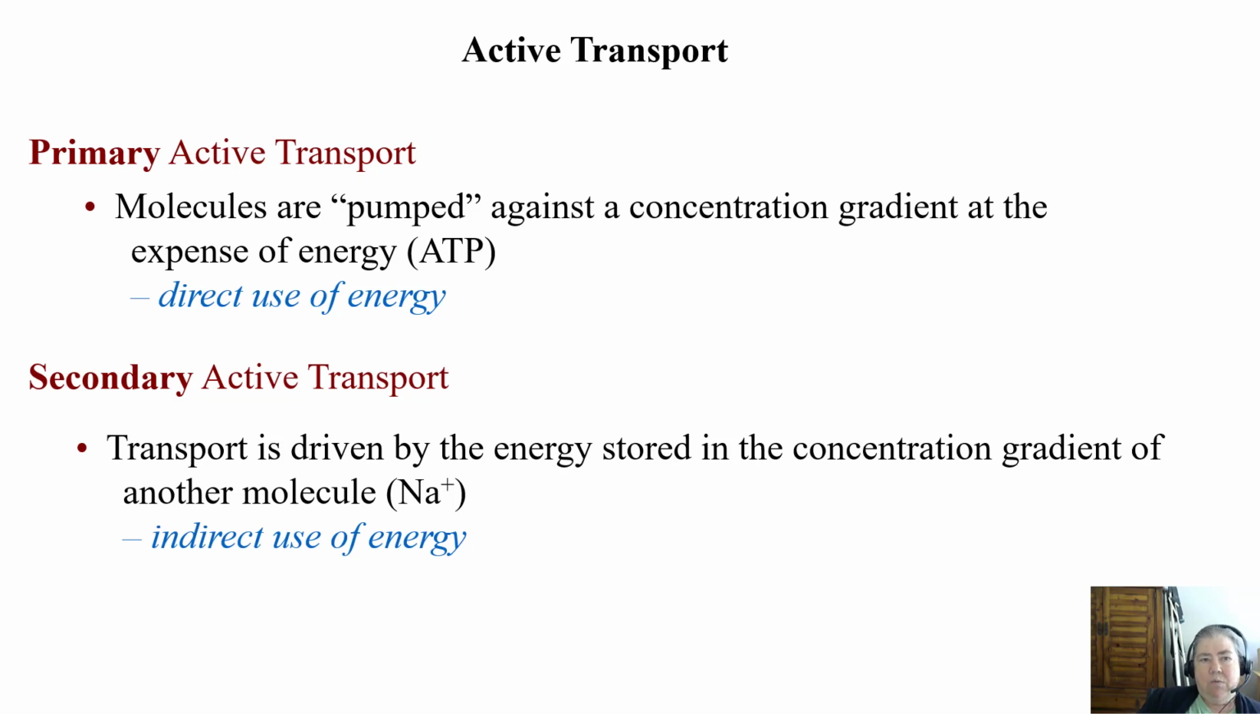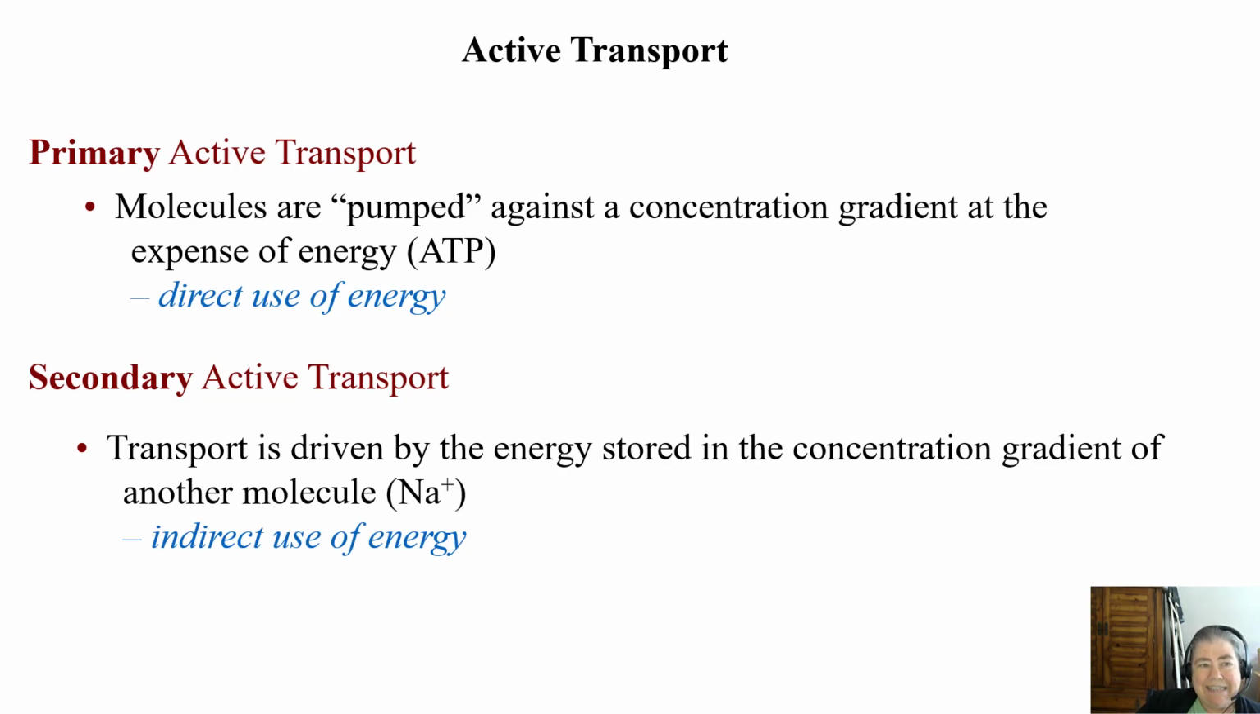And an example of this that we'll talk about, that is probably the most important example, is the sodium and potassium ATPase, or sodium potassium pump, that moves sodium out of the cell and moves potassium into the cell using ATP. That's primary active transport.